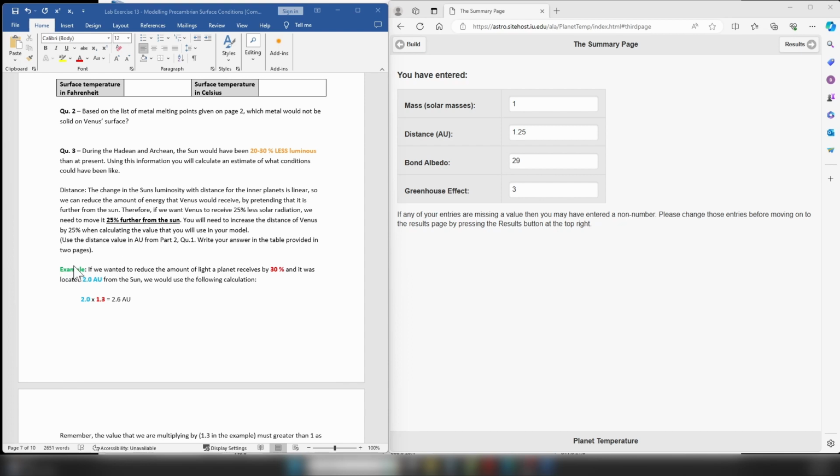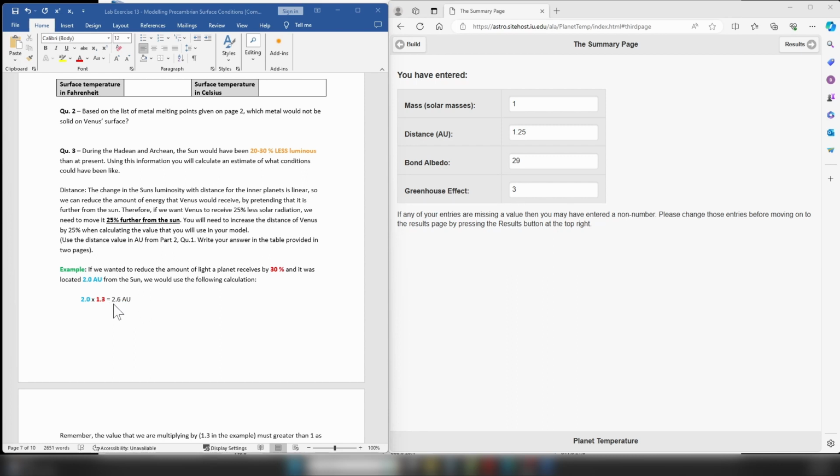So an example is given to you here. If you imagine that our planet is 2 AU away from the Sun, and we need to reduce the amount of solar energy it receives by 30%. What we would do is take our distance, 2 AU, and multiply it by 1.3. So that's essentially 130%. And that would give you a distance of 2.6 AU.